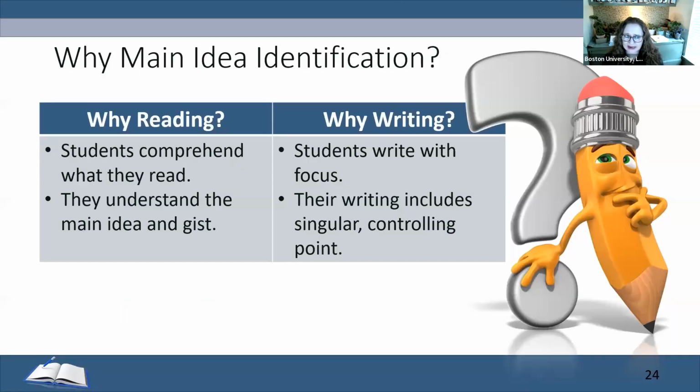Again, reading and writing connection, students comprehend what they read. That's all about getting the main idea of a text. If you don't have the main idea, you don't understand the story. And then students need to write with focus. Focus is the main idea. If there's no main idea, there's no focus in writing. There's no single controlling point.